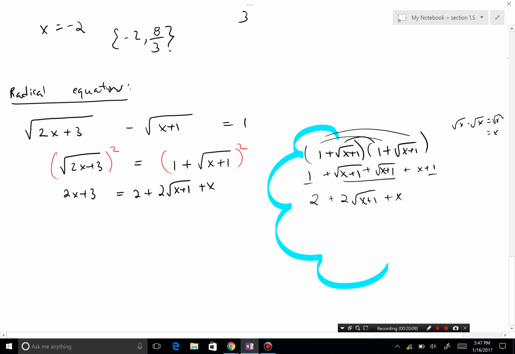Here we go. So I'm going to subtract x off. I'm not going to write it down, you guys can see it. I'm going to subtract x off. This will give me a regular old x on this side. I'm going to subtract 2 over. That gives me a plus 1 on this side. And then I'm left with this.